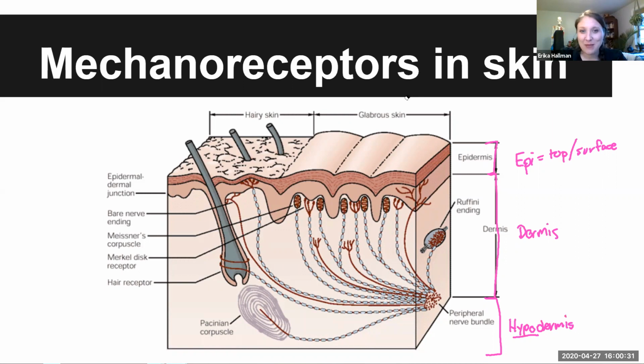Our other mechanoreceptors are buried either in the epidermis, but most of them are in the dermis. We can see that there's a couple different types here. Let me draw on my screen. We have these that are called Meissner's corpuscles, and these help with a certain type of touch. We have these that are called Merkel discs. We also have Ruffini endings, and we have nerve endings as well. We're going to go through what each of those do.